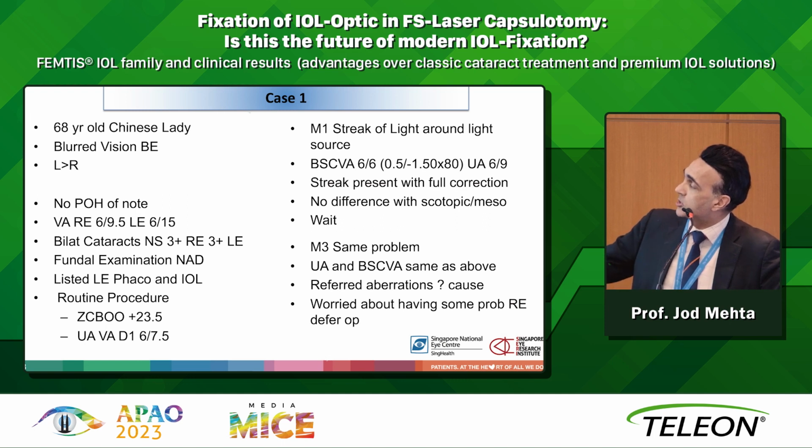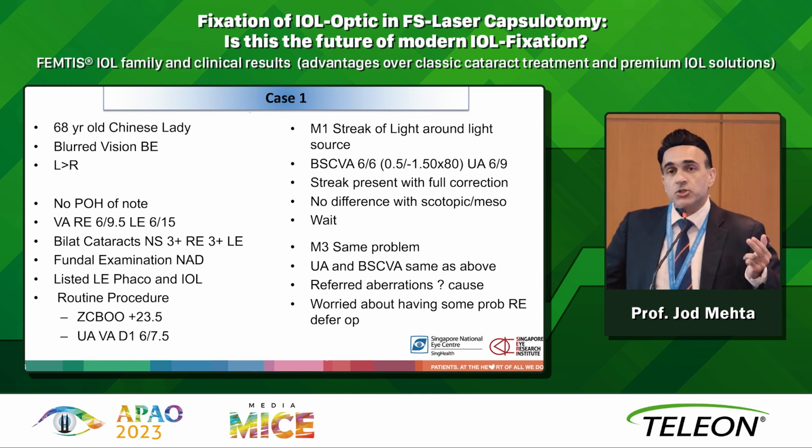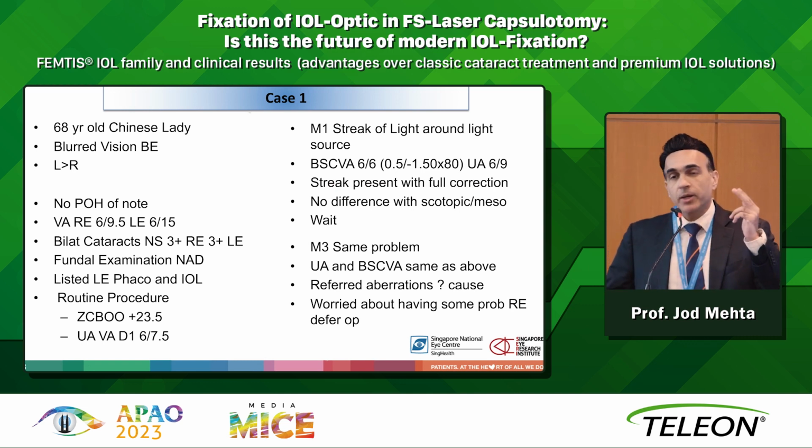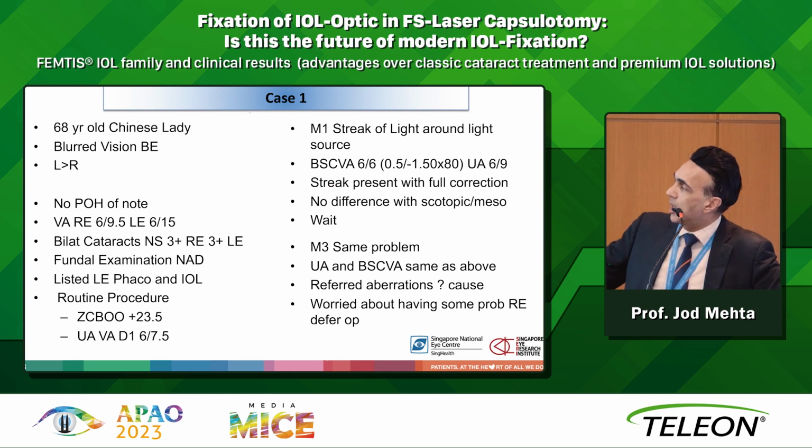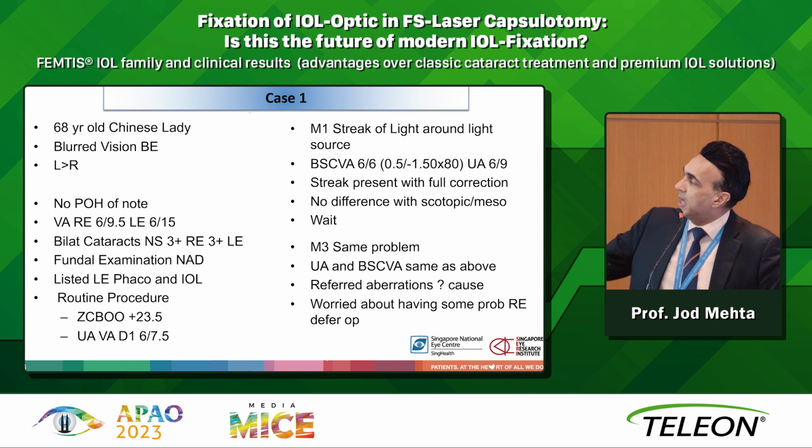Unfortunately, she went back to the same resident, and she complained about the same things, right? And she's not a demanding patient. She's just complaining she's seeing a streak. So someone more senior saw her at that time. They thought that she may be having some aberration problems. They weren't really sure of the cause, but this is a good lens. It's an aspheric lens that she had put in. And she refused to have surgery in the other eye with a 3+ nuclear sclerotic cataract because she was worried that she was going to get the same thing in the right eye.